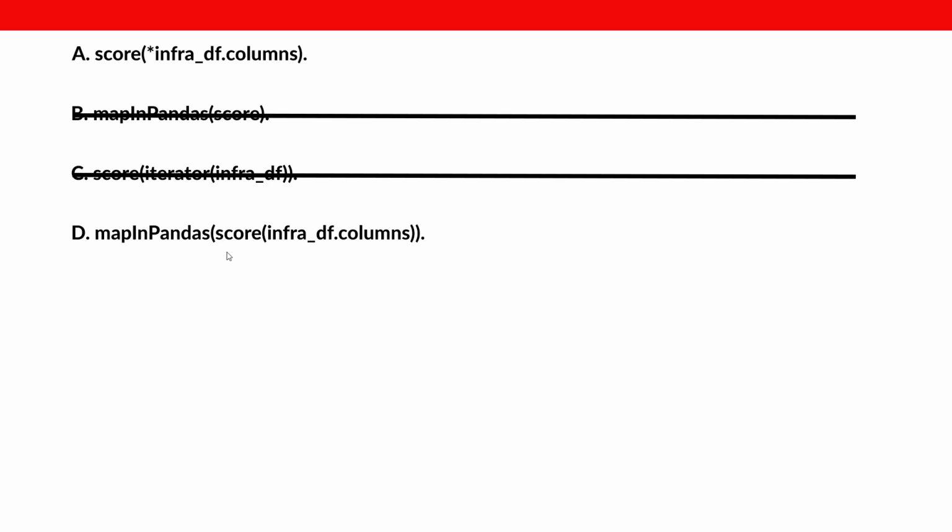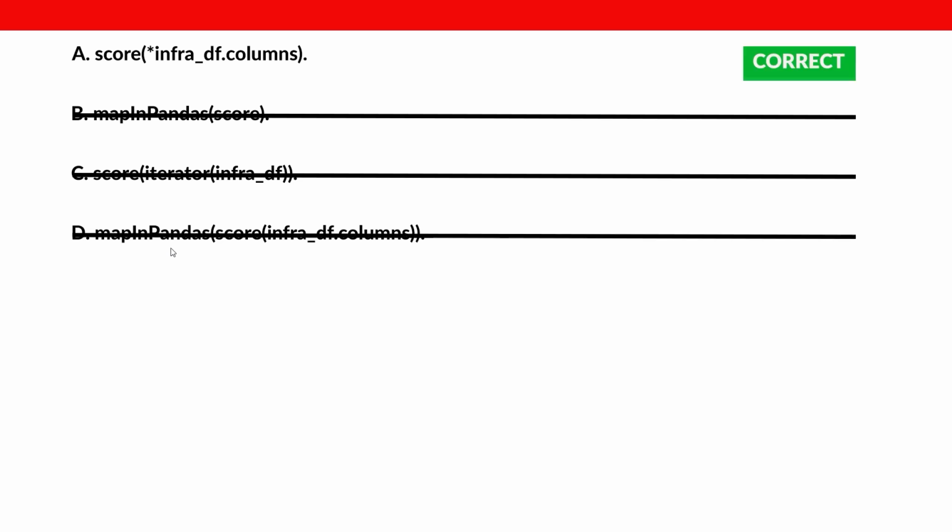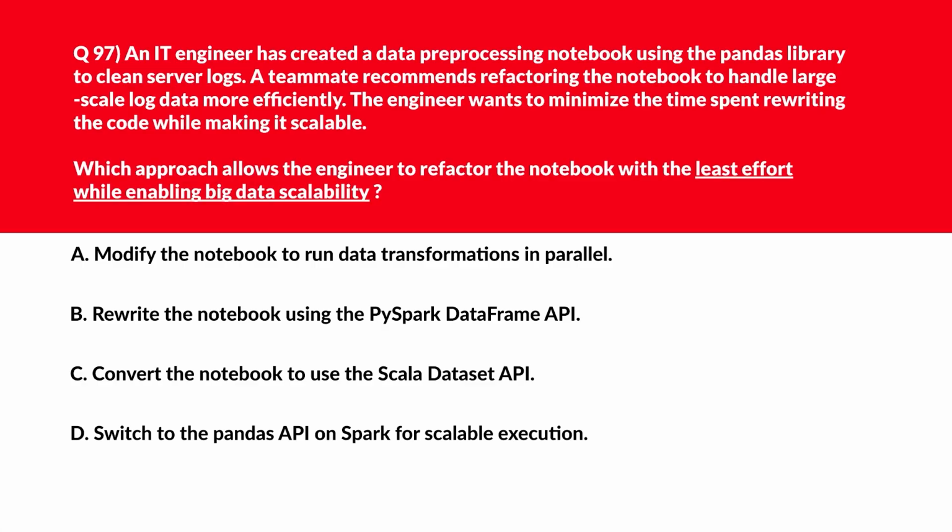So calling the function inside map in pandas breaks expected input format. Wrong choice. We'll lock option E as the right answer. All right, we need to select the least effort while enabling big data scalability. Option E says modify the notebook to run data transformations in parallel. Parallelization requires structural changes and doesn't preserve pandas syntax, hence incorrect.